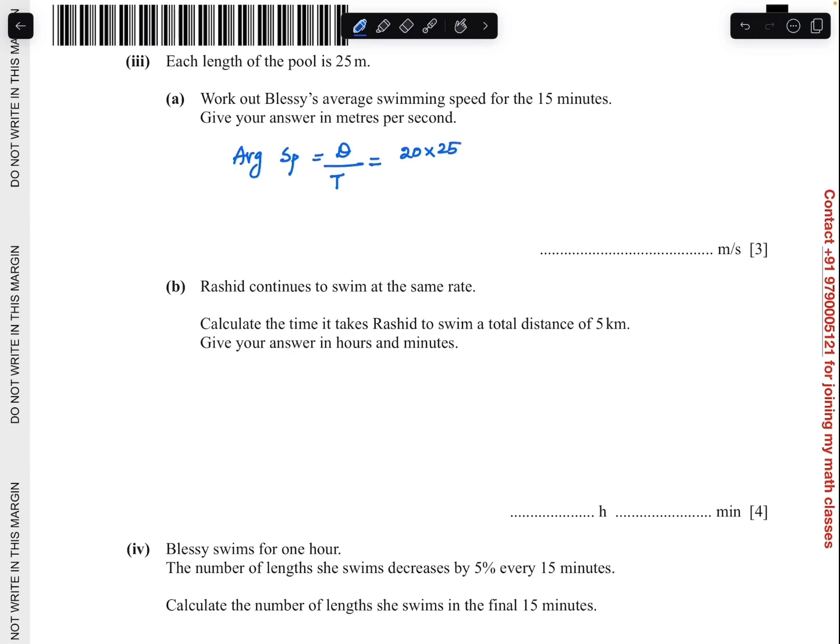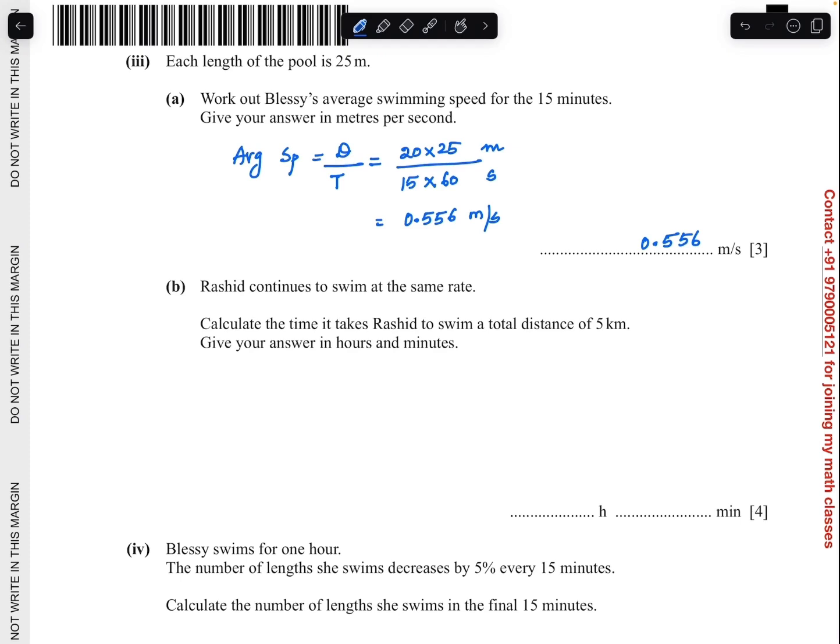So 20 times 25, which is in meters, divided by 15, the duration, which is in minutes. To convert this into seconds, we can multiply this 15 by 60. So I get the answer in meters per second. So we get it as 0.556 meters per second. Subdivision B.